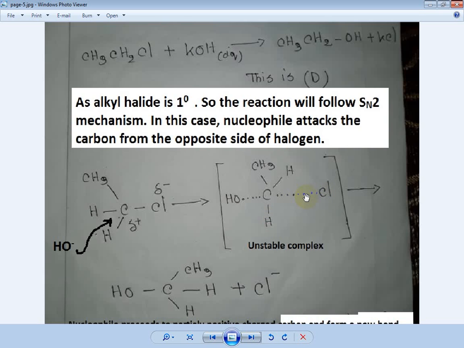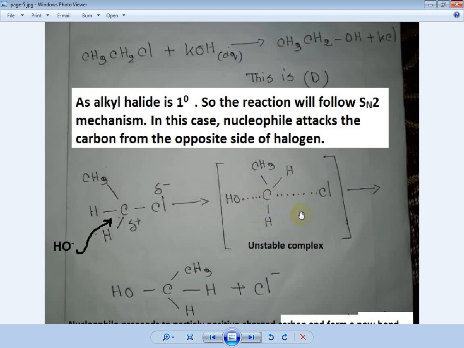Unstable complex, where the substance is not stable, because the bond is breaking here and the bond is forming here, so this is the state. Here is a transition state, a complex. Look, this is not an easy form; it is a complex.